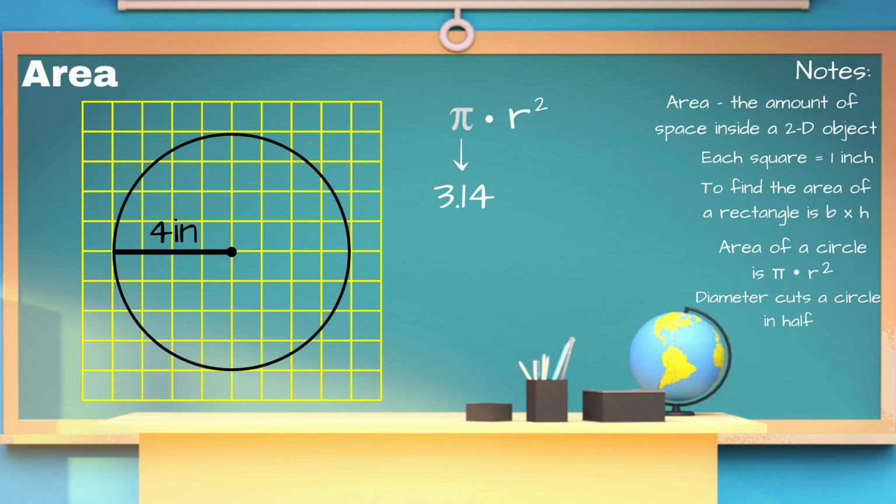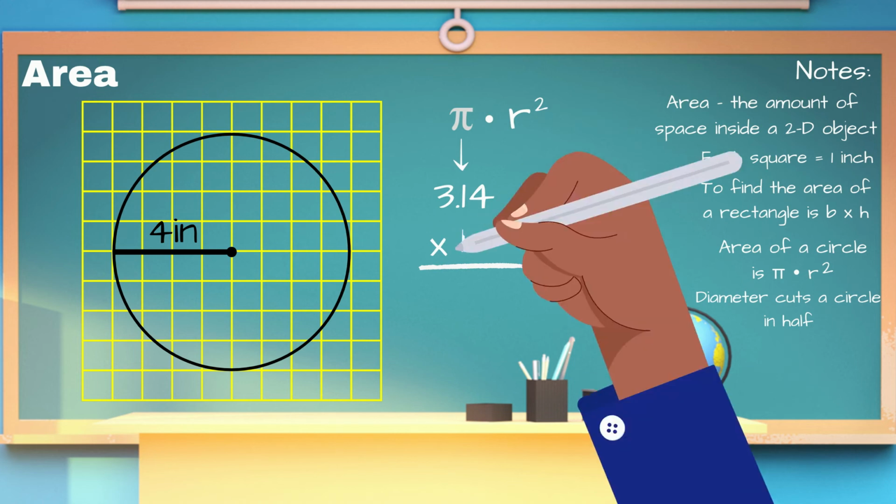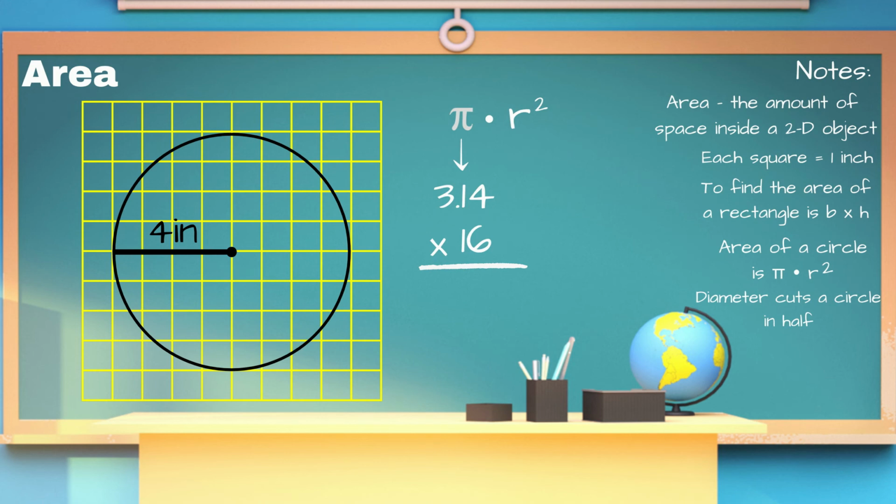So all we need to do is multiply 3.14 times the radius, which is 4, to the second power. So 3.14 times 16 is 50.24 inches squared.